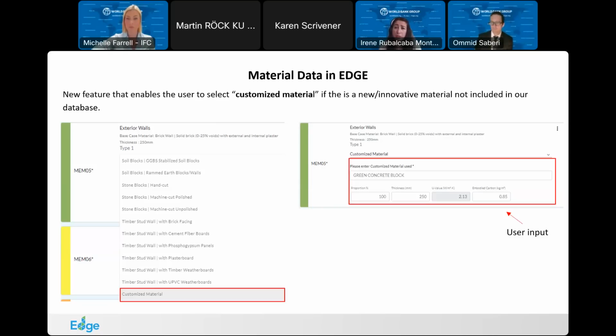So here on the screen you can see that once the user selects customized material, a new box will come up on the right side, where the user is able to input some basic information about the material, the name, and more importantly, the embodied carbon of that material according to the standards that I already mentioned. So this is the end of my presentation.